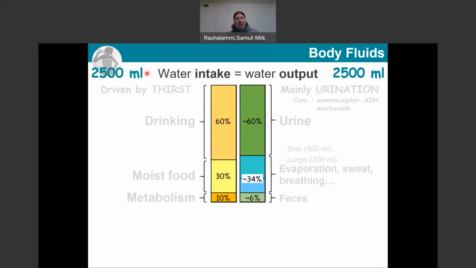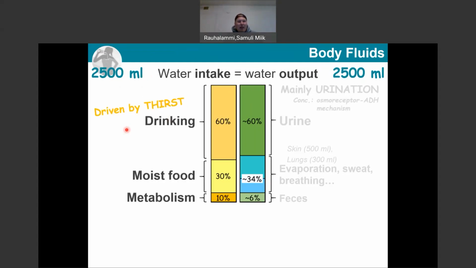Well, what is the force that drives you to get more water in? Well, it is going to be the thirst. So through the process of drinking, we get a little over half of the water that we get into our body, and then the remaining roughly 1/3 through food items, food material that's moist as well.